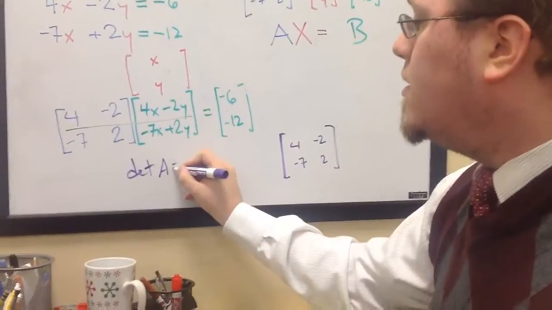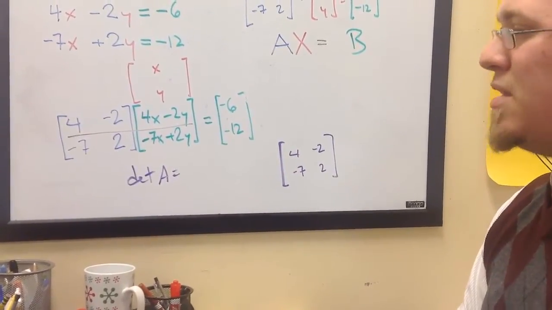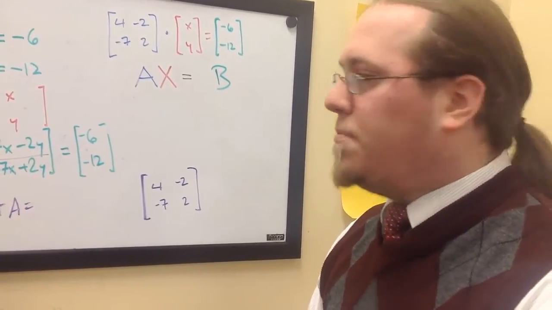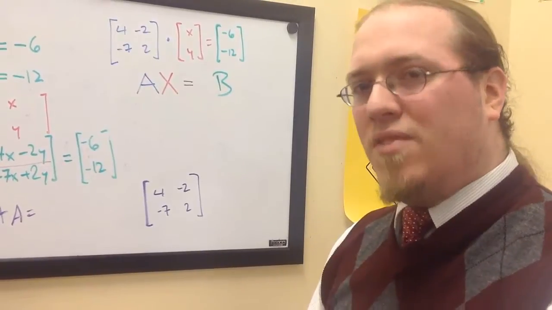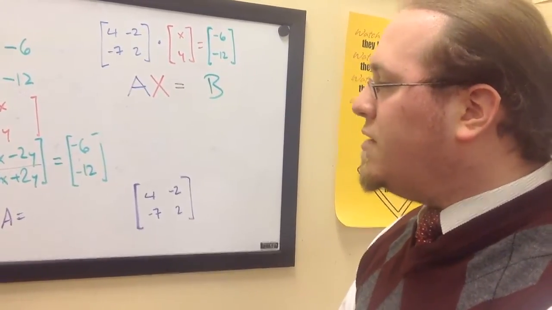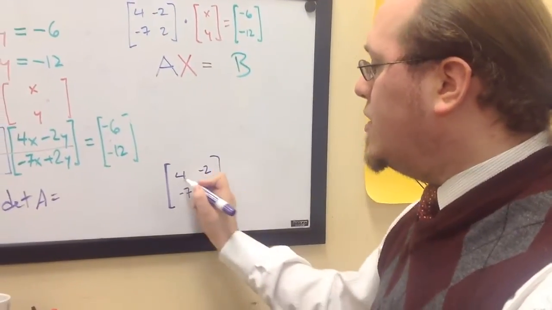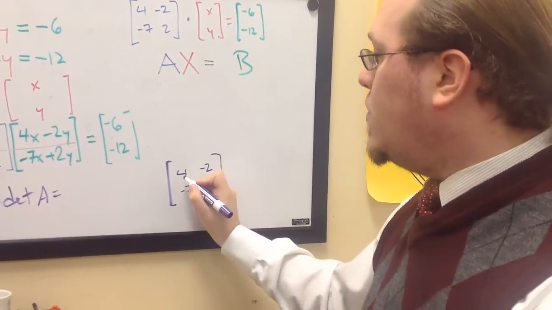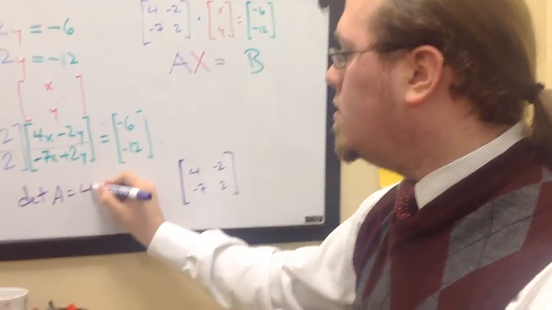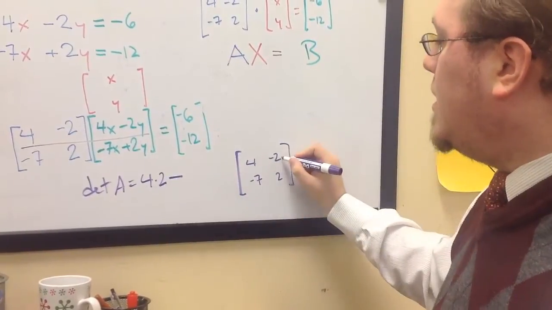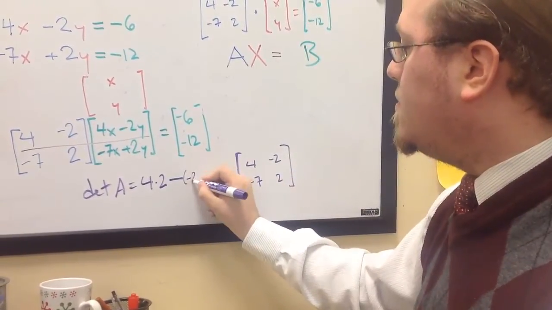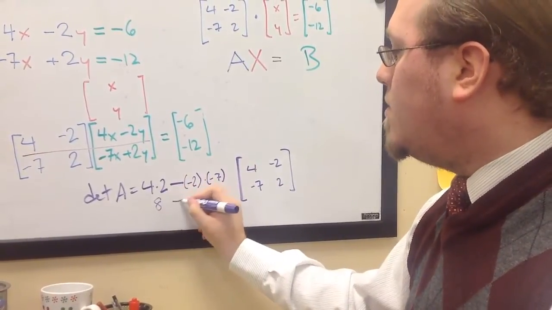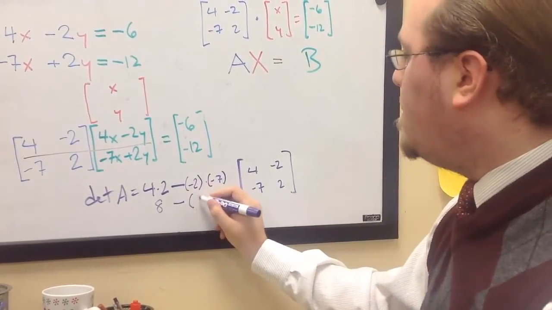Determinant of A. There are a lot of different ways to talk about what the determinant is, but it kind of comes down to a scale factor that the matrix applies. It's kind of the size of the matrix in a weird way. The way you do that is you multiply these two entries, and then subtract those results. So we would do 4 times 2 minus -2 times -7. And then what we would get is 8 minus 14.